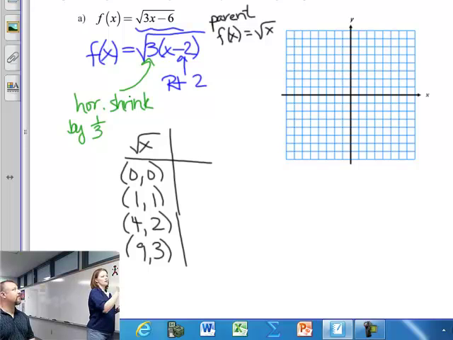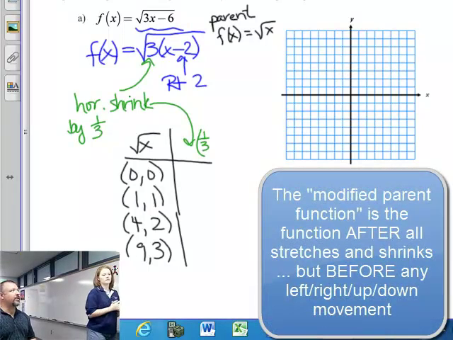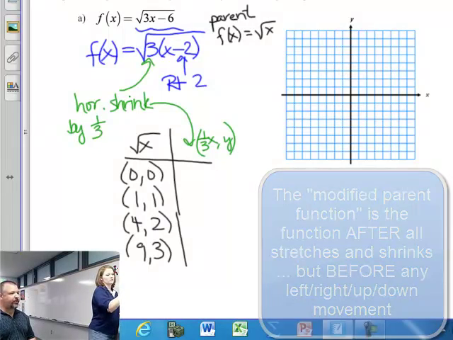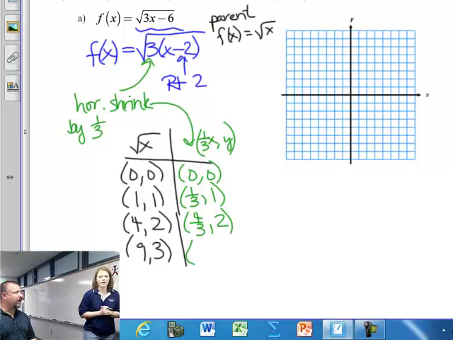All right, so now, again, to do our modified parent, all I have to do is multiply all of our x values by a third. She's doing it the way she did the last one. She's going to take care of the multiply and the stretch, shrink, and flip first. So all she's doing now is taking a third of all the x's, which is 0 over 3, 1 over 3, 4 over 3, and 9 over 3.